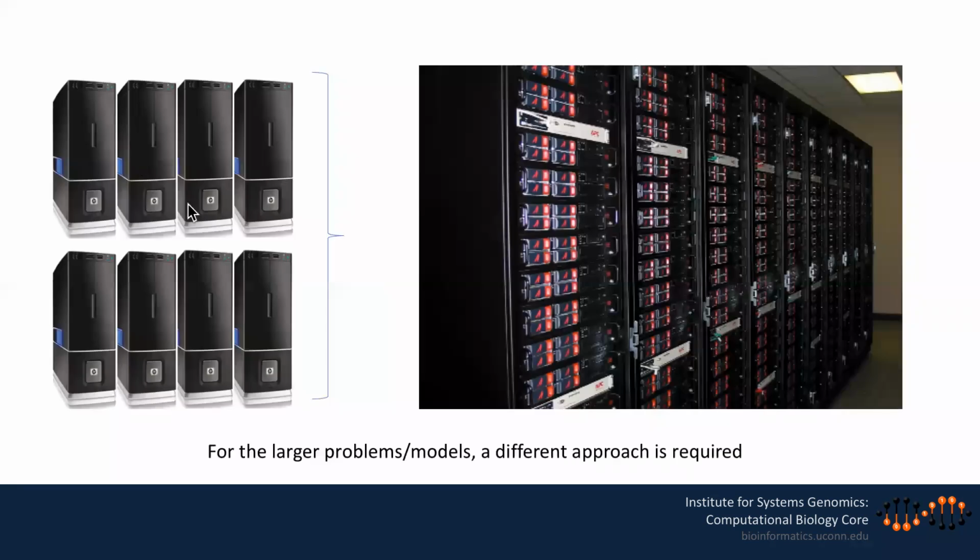So essentially, what we're looking at here is, let's say, these are 8 different desktops or high-end machines. They have been interconnected and they behave as a single unit. That's the basic principle of a high-performance computing cluster. And this is a picture of one of the data centers.